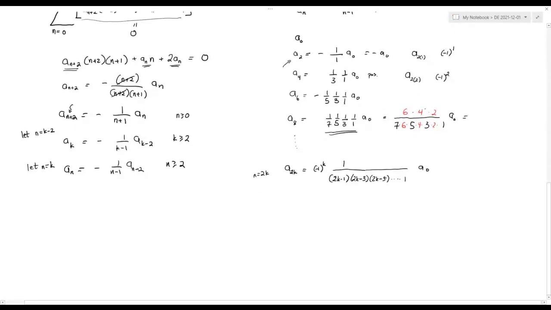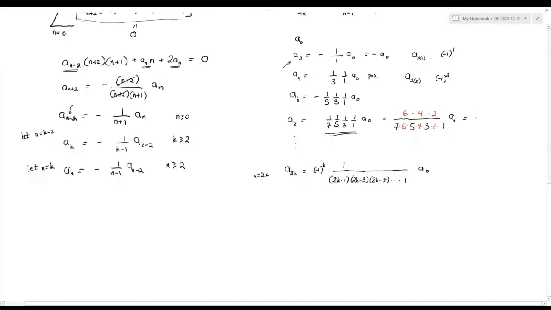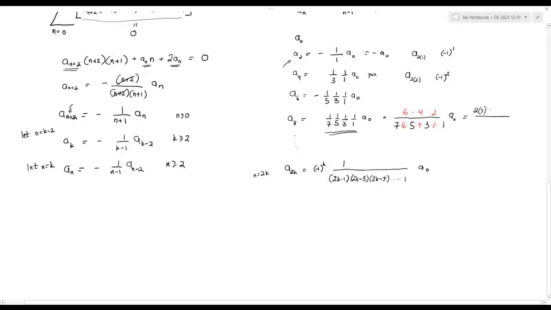Okay, and what you want to observe is that since all the factors in the numerator are even, they can be written as 2 times an integer. So 6 is 2 times 3, 4 is 2 times 2, 2 is 2 times 1. The denominator here is 7 factorial.